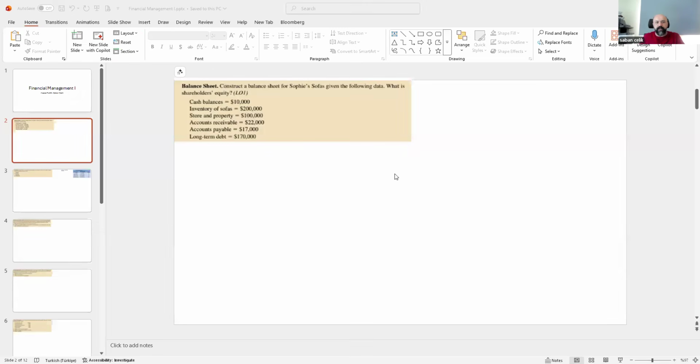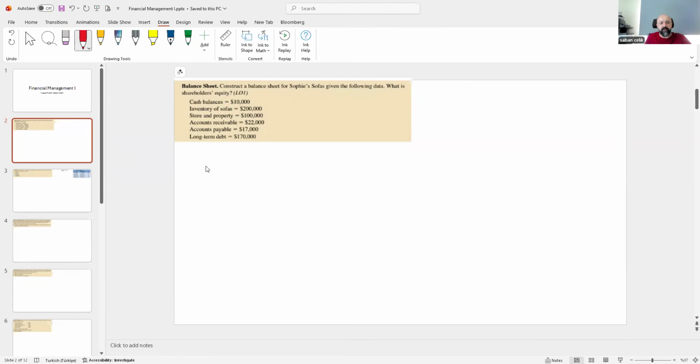All right, here is the first problem, about the balance sheet, how to construct a balance sheet. It says: construct a balance sheet for a company given the following data. What is the shareholders' equity? So probably shareholders' equity is the missing value for the balance sheet we are going to construct. So let's construct the balance sheet here.